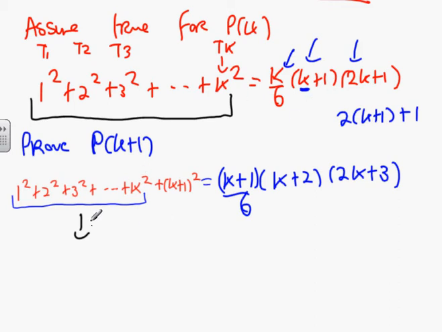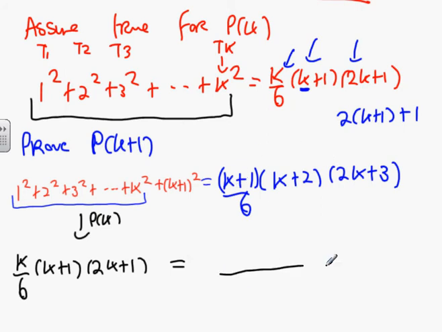It's basically the P of k, isn't it? It's this one here: k over 6 into k plus 1, 2k plus 1, and you want to prove that it equals all of this here. We can start multiplying straight away if you want. Oh, wait. I forgot one thing. I forgot the k plus 1 squared, alright?